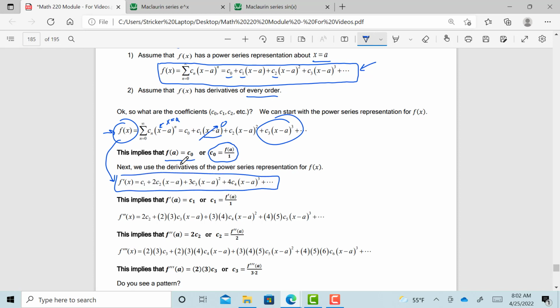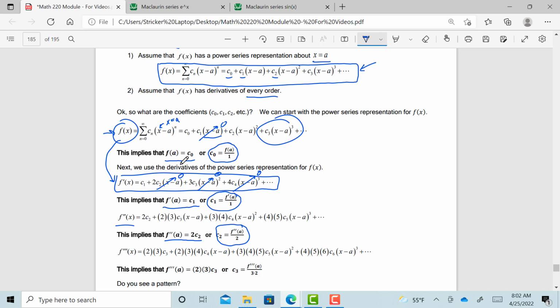If we plug a in for x, this term goes to 0, this term goes to 0, this term goes to 0. All we have left is c1. And so that means f prime of a is equal to c1, which means c1 is equal to f prime of a over 1. And we could continue this pattern, so we could find the second derivative. If we find the second derivative, that's going to mean that f double prime of a is equal to 2c2, which means c2 is equal to f double prime of a over 2.